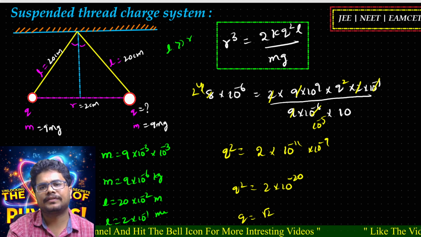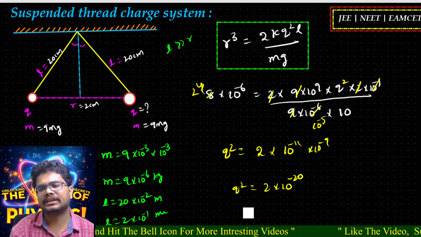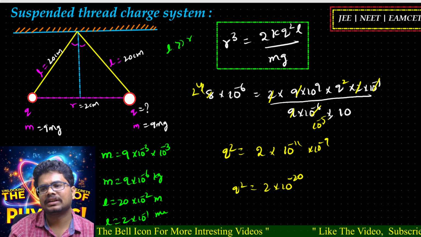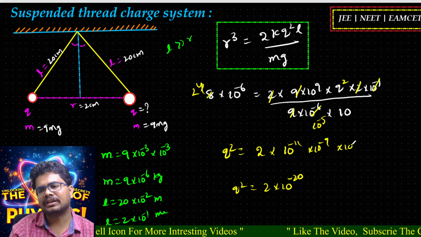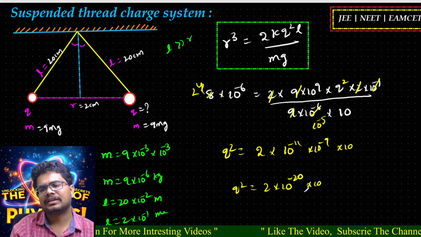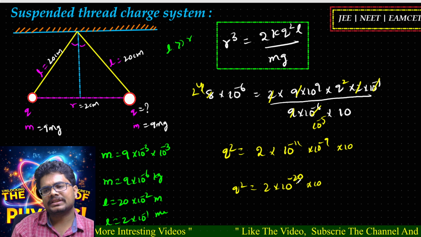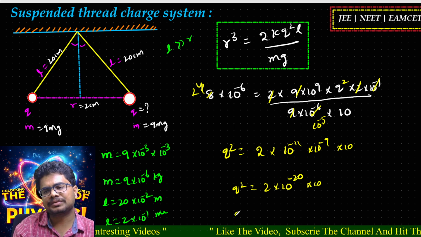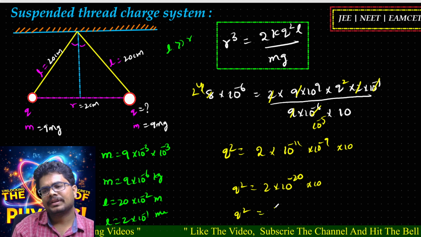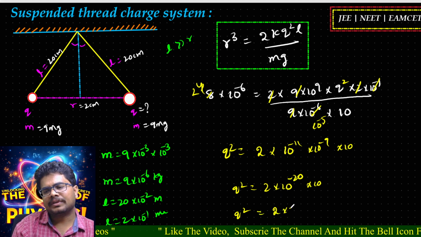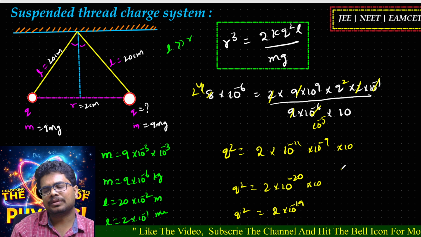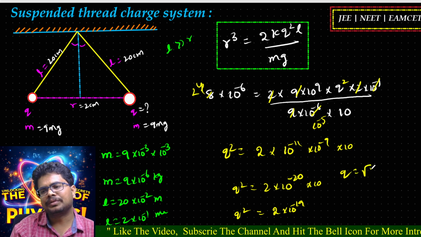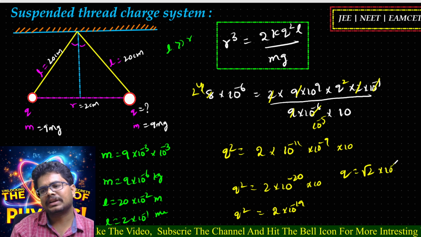Yes, one second. We forgot about the 10 here. Let me take that 10 also into consideration. We forgot that 10 here, you take it here into 10. So what will you get? 10 power minus 19. So q square equals 2 into 10 power minus 19. So q equals root 2 into 10 power minus 19 root, we got it.